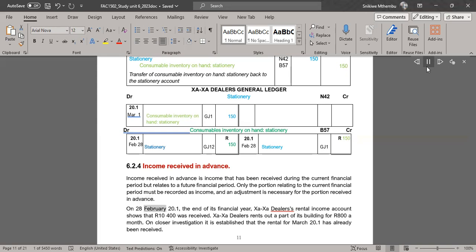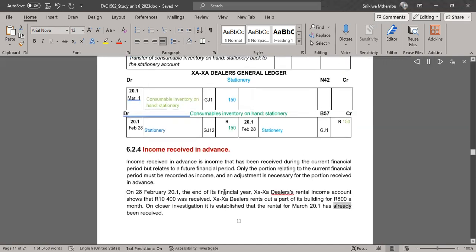On 28 February 20.1, the end of its financial year, XAXA Dealers' rental income account shows that R10,400 was received. XAXA Dealers rents out a part of its building for R800 a month. On closer investigation, it is established that the rental for March 20.1 has already been received.